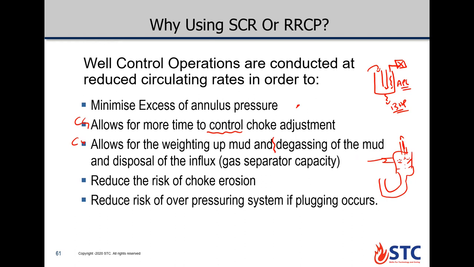If there is a higher rate, the mud gas separator cannot handle all of this amount of gas. So there will be overloading of the gas into the mud gas separator, so the gas may be forced to go to the shaker area and cause some fire or some explosion, okay? Also, it reduces the risk of choke erosion. If we use a high rate, we're going to hit the choke all the time, so we may cause erosion for the choke. And the last one is to reduce the risk of overpressuring from system plugging. Okay, if we have, for example, a choke plugging or nozzle plug, and we use a high circulating rate, this may lead to overpressuring in the system. Okay, so SCR provides a solution for this problem.